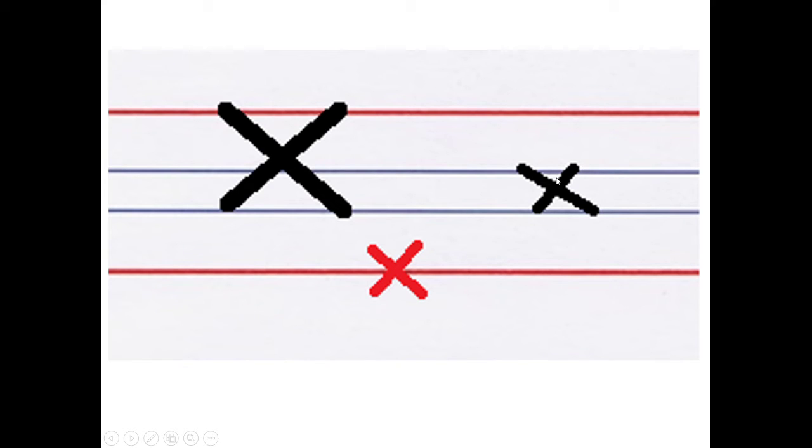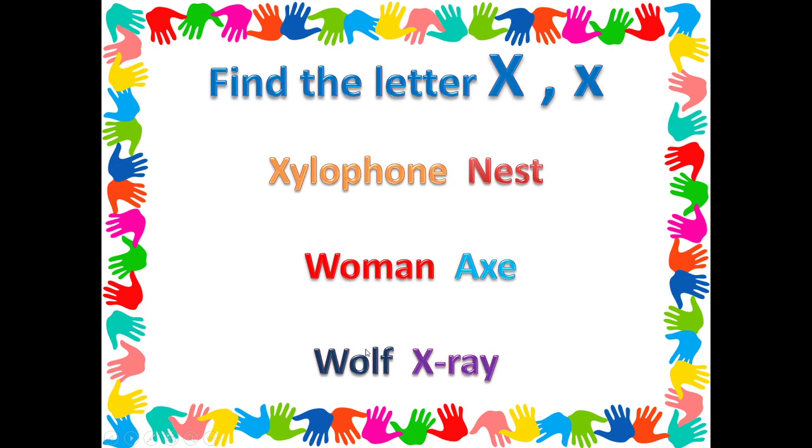Now, X small is the same. The only difference is size and the place. It comes between the second and the third line. 1, 2, 1, 2. They never reach the fourth line. X capital or X small, they never reach the fourth line. Now, let's find the letter X.